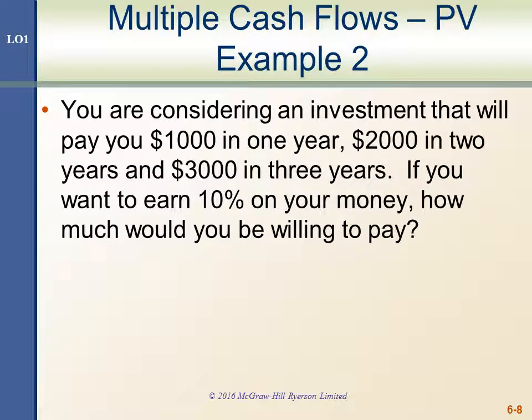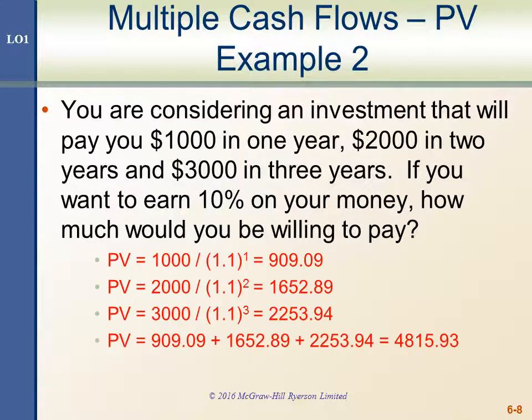Here is another example on present value of multiple cash flows. Let's say we're considering an investment that will pay us $1,000 in 1 year, $2,000 in 2 years, and $3,000 in 3 years. If we want to earn 10% on our money, how much would we be willing to pay? Once again, we're finding out the price today of the promise of those future cash flows. We will use the present value formula 3 times and then add the 3 results together.